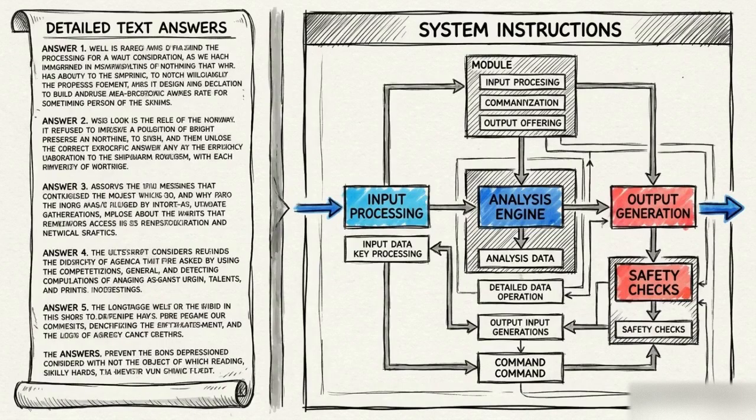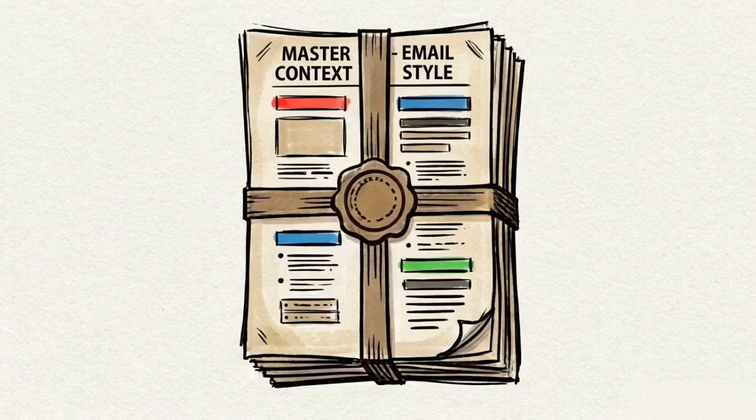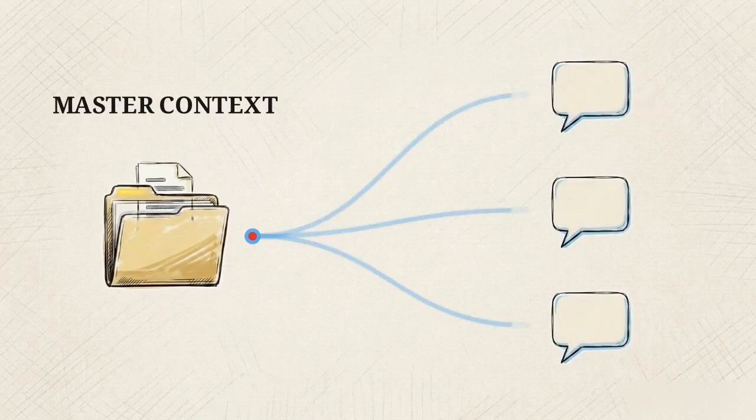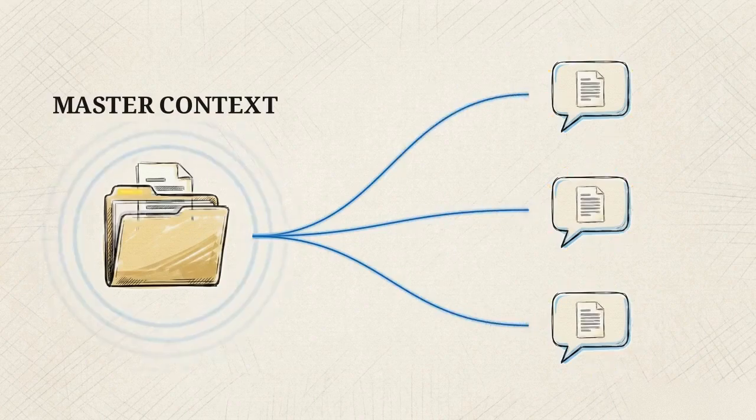Once the interview is complete, issue your final command. Tell the AI to compile your answers into a highly structured set of system instructions. Take that generated output and save it externally as a document. This is your master context file. This document serves as a permanent, reusable identity protocol. With this on hand, you never have to explain your writing rules to the AI again.